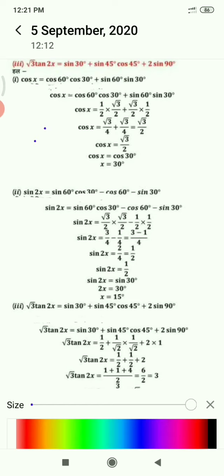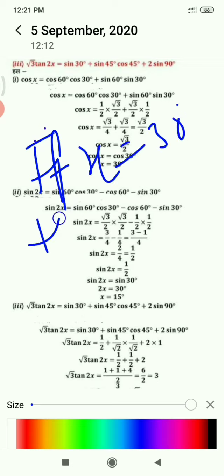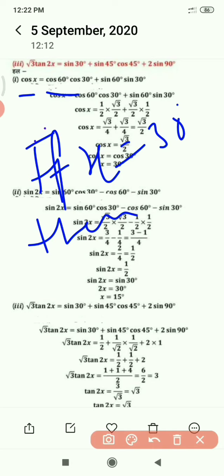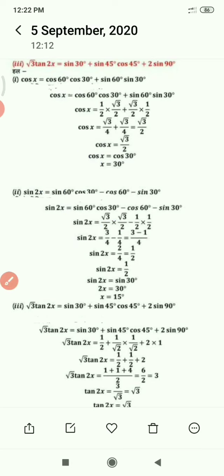First, we discuss the given question: if x is equal to 30 degrees, then prove that cos x is equal to cos 60 cos 30 plus sin 60 sin 30. In the given problem, the value of x is equal to 30 degrees.